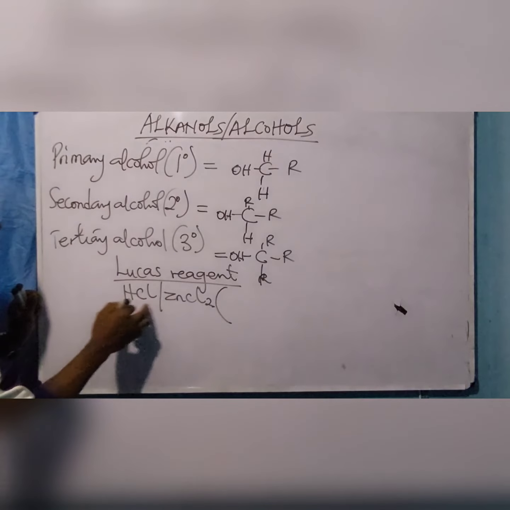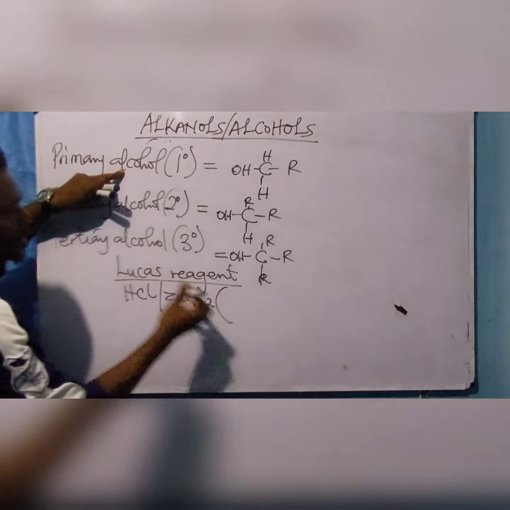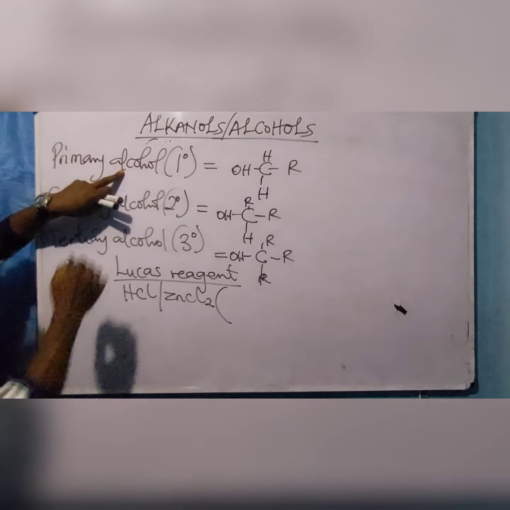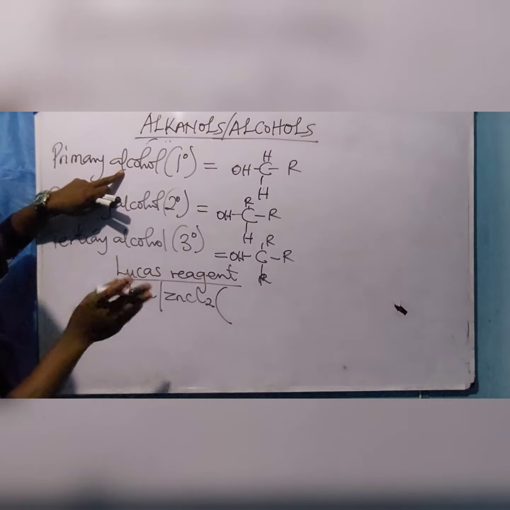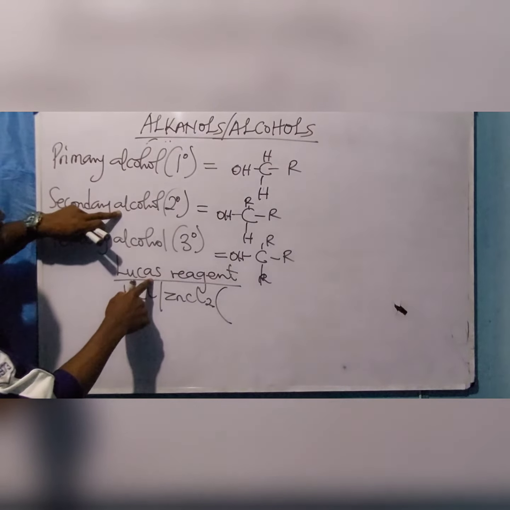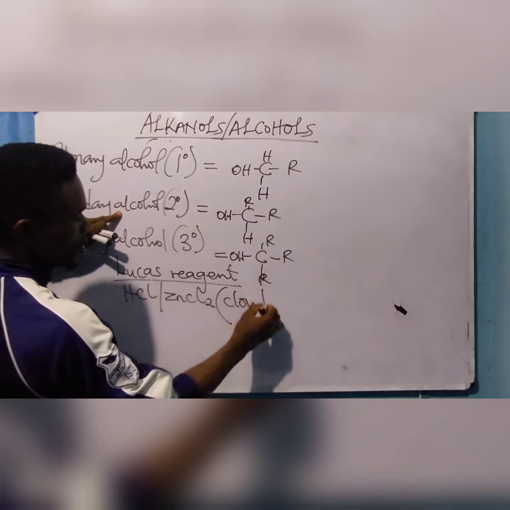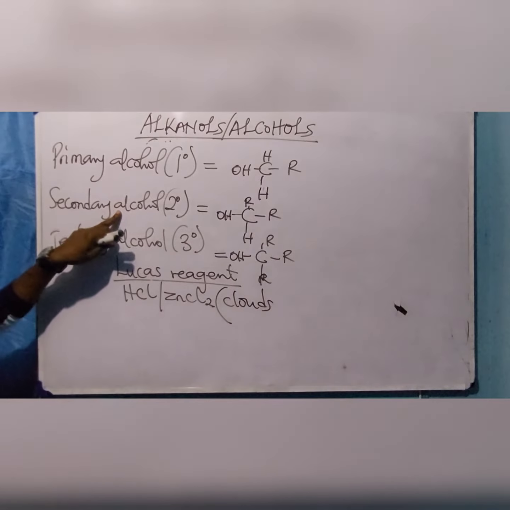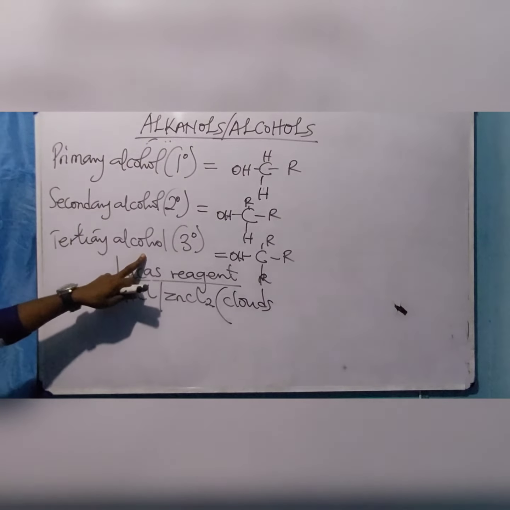If Lucas reagent is used to test for primary alcohol, there is no cloudiness. That is, it does not react. Then, if Lucas reagent is used to test for secondary alcohol, within 5 minutes it forms clouds. As for the tertiary alcohol, it reacts very fast.